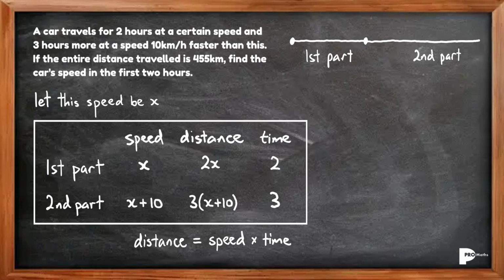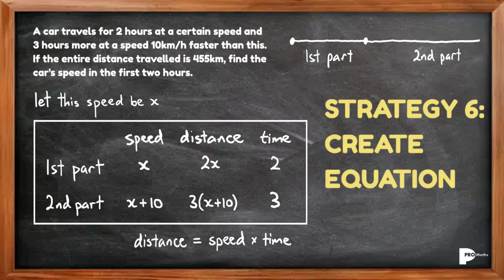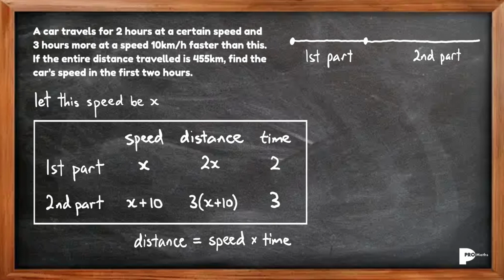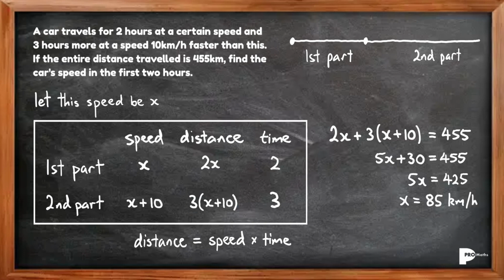Now, let's solve the problem. Strategy 6 is to create an equation and solve it. It is much easier to do this when you have summarized all the information. So we know that the total distance is 455 kilometers. From our diagram, we can also see that we should add the 2 distances. That means 2x plus 3 times x plus 10 equals 455. Solving this, we get x equals 85. So the car traveled at 85 kilometers an hour for the first 2 hours.